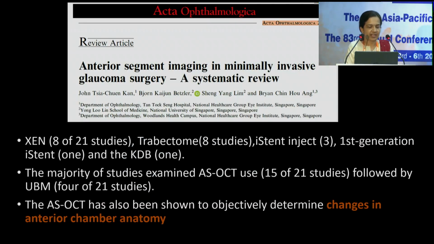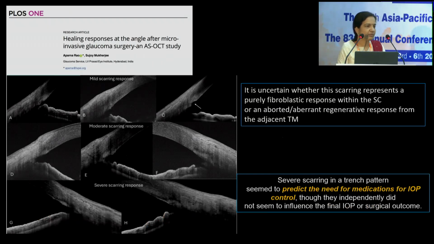There is a meta-analysis which included multiple studies, 8 out of 21 studies with Zen, Trabectome, iStent Inject, KDB. The majority of the studies used ASOCT, and they have shown that ASOCT can be used to objectively determine changes in the anterior chamber angle anatomy. This is one paper by Aparna Rao ma'am. She was actually showing previously how the scarring response varies with GAT and MIT.